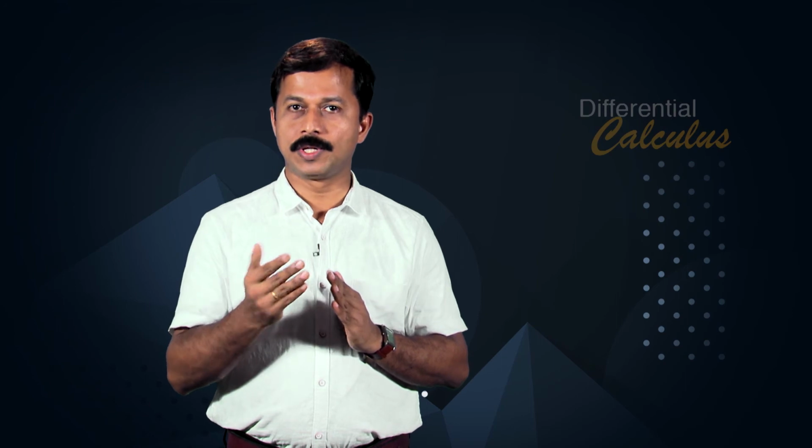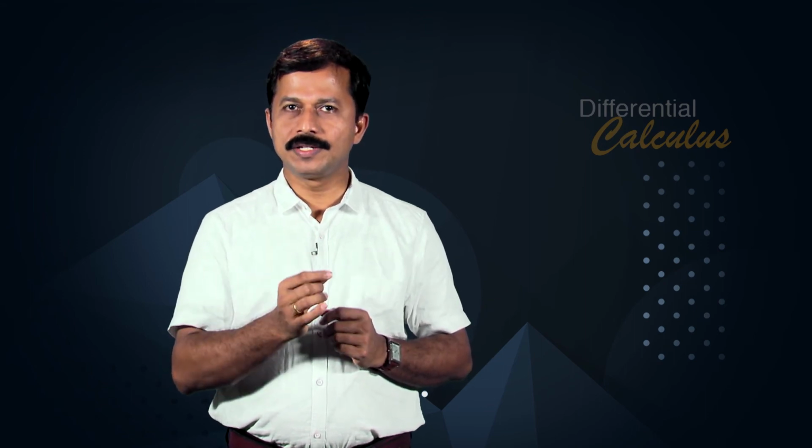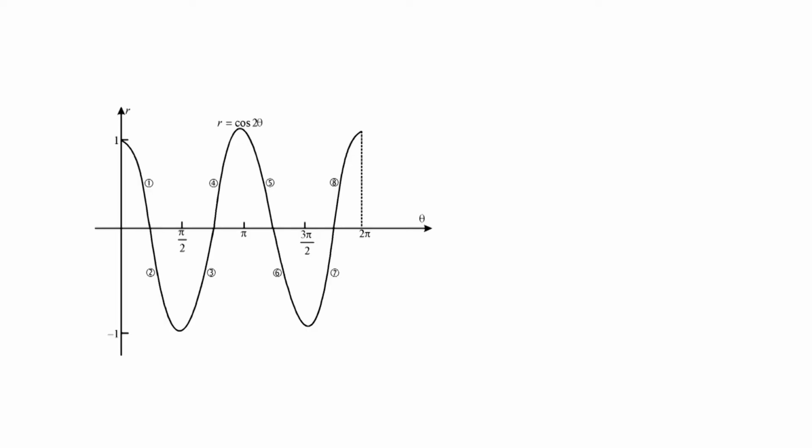This method is better than simple point plotting because the Cartesian graph, even when hastily drawn, shows at a glance where r is positive, negative and non-existent, as well as where r is increasing and decreasing. We illustrate this method by graphing the curve r = cos 2 theta. We first graph r as a function of theta in the Cartesian r theta plane, that is, we plot the graph of r = cos 2 theta in the r theta plane.